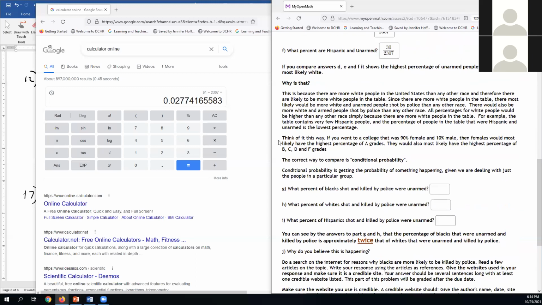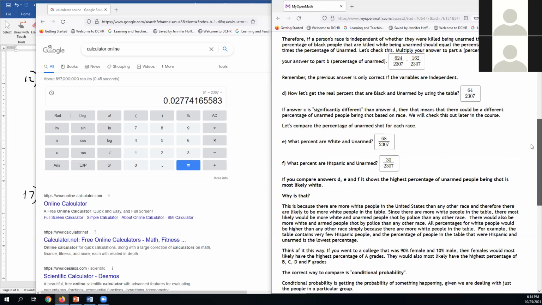And, just rolling on here, think of it this way. If you went to a college that was 90% female and 10% male, then females would most likely have the highest percentage of A grades. They would also most likely have the highest percentage of B, C, D, and F grades. The correct way to compare is conditional probability. Conditional probability is getting the probability of something happening given we are dealing with just the people in that particular group. So now in G, we're doing what percent of blacks shot and killed by the police were unarmed?